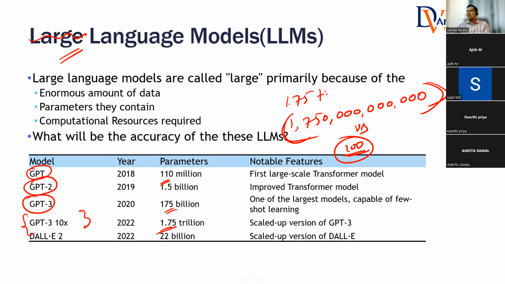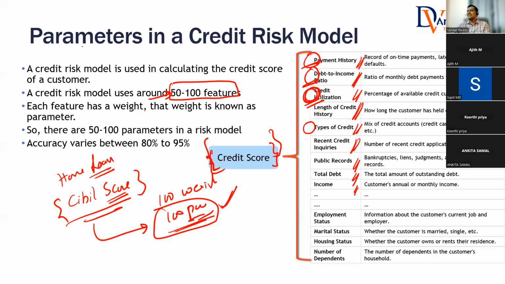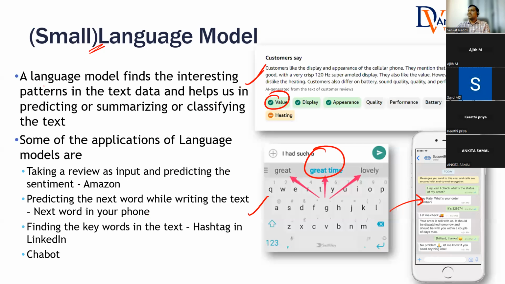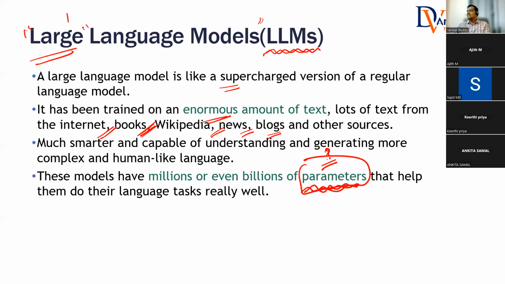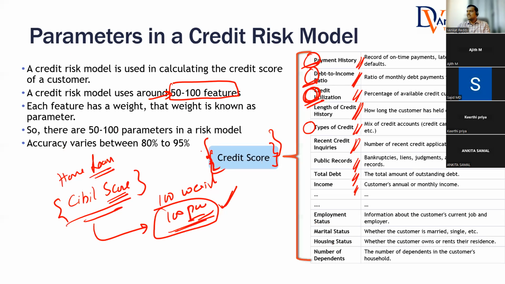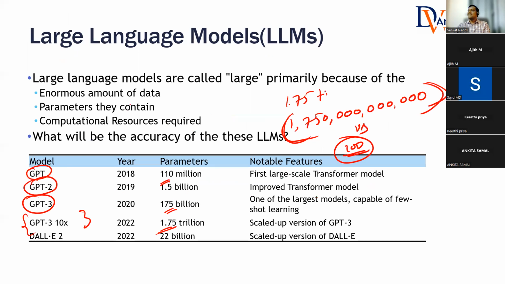So what is a language model? What does it do? A language model finds some interesting patterns in the data, helps us in predicting or summarizing or classifying the text. But if you are using enormous amount of data as well as enormous amount of parameters, then it is a large language model, and these are damn powerful.